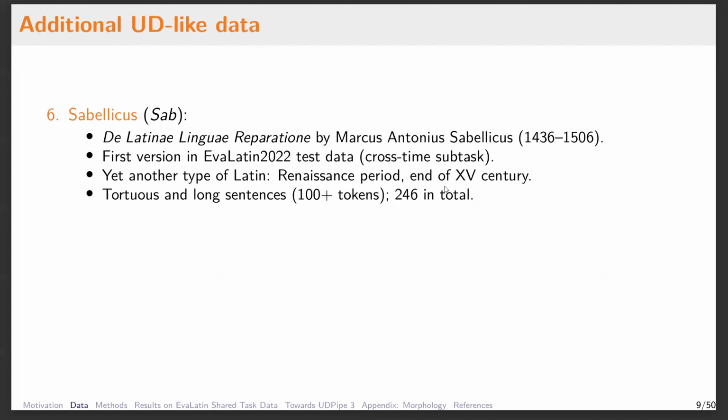We have this additional treebank annotated according to the UD framework, which is built on the work by Sabellicus, De Latine Lingue Reparazione, 15th century, so Renaissance. This is actually the text I mentioned before when I was talking about the test data for EvaLatin 2022. The grammatical treatise, quite tortuous. So in this treebank, sentences are quite long, quite complicated, and sometimes they also include Greek expressions. As for the size, it's almost 250 sentences.